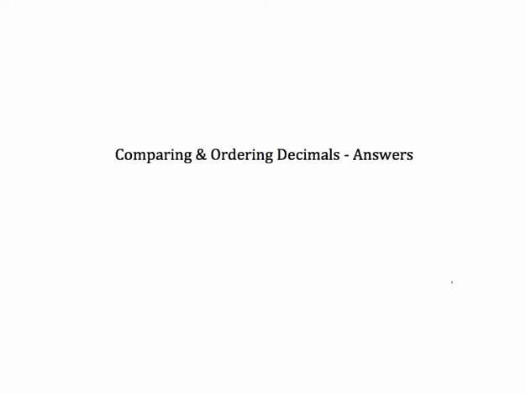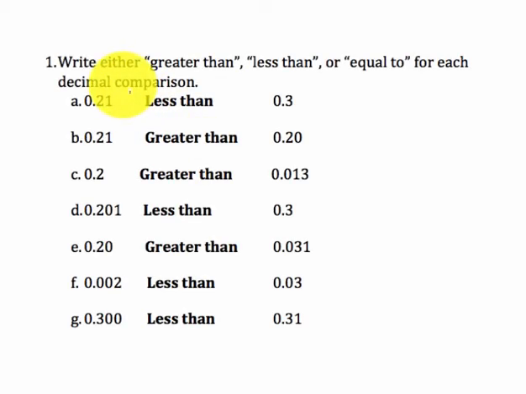So we're going to be going over the answers to the comparing and ordering decimals questions. So the first question, we had to compare the decimals and write greater than, less than, or equal to. So for the first one, we have 21 hundredths here, and that is less than 3 tenths because the 2 is less than the 3 when we compare the tenths place values. For B, I've got 21 hundredths and 20 hundredths. Well, 21 hundredths are greater than 20 hundredths.